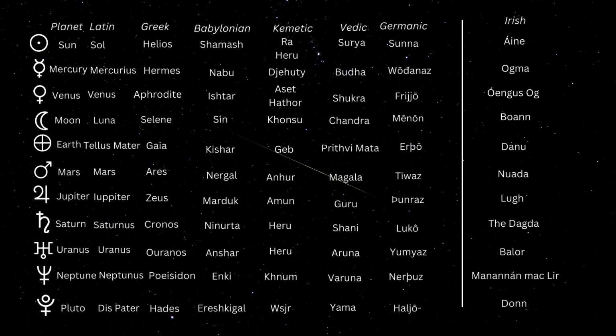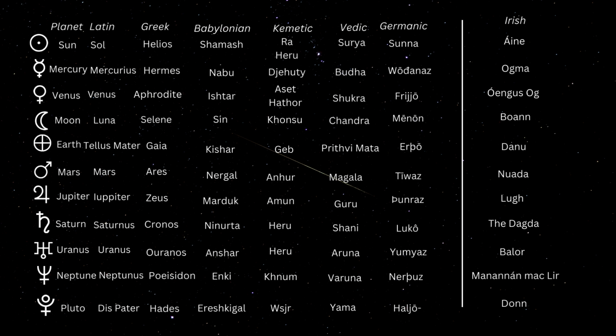We have Suna for the sun, Wodanaz for Mercury, so that's in Norse called Odin, Frio for Venus, or Frigga or Freya, depending on your association with Venus. I would say probably more Freya. Menon or Mani for the moon. Urtho or Yorth for Earth. Tiwaz or Tyr for Mars. Thunraz or Thor for Jupiter.